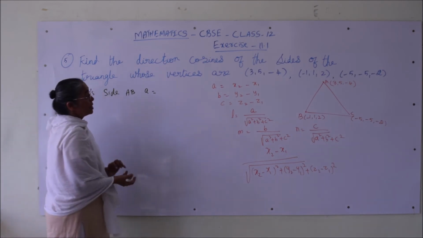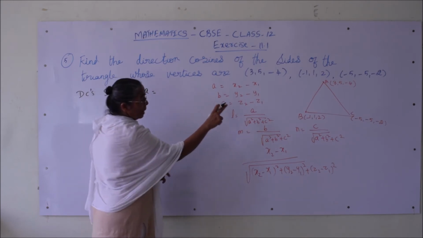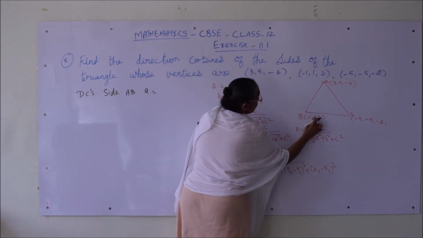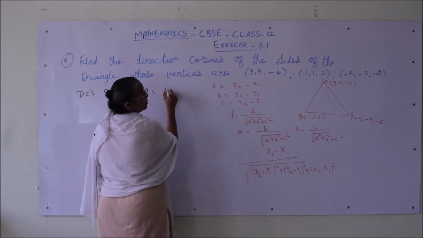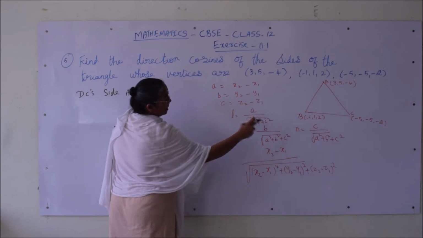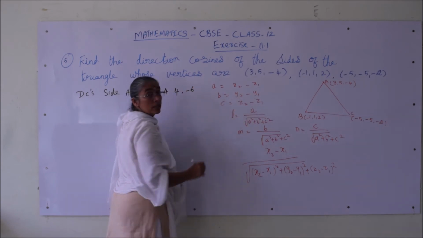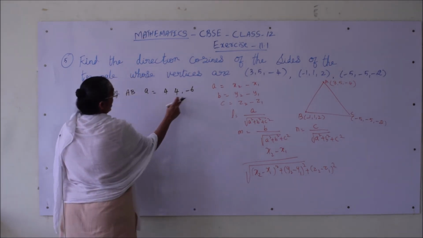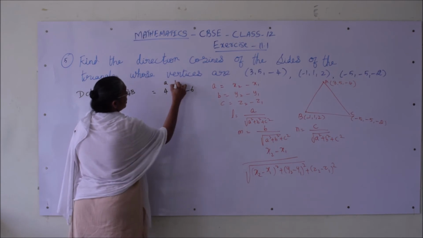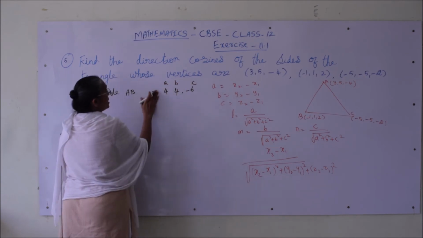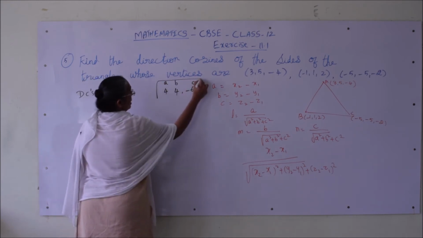First we find x2 minus x1. When I am considering the side AB, my A point is x1, y1, z1 and this is x2, y2, z2. So 3 minus of minus 1 is 4, 5 minus 1 is 4, minus 4 minus 2 is minus 6. So I got the A value, B value, C value, all three. These are the DRs now.